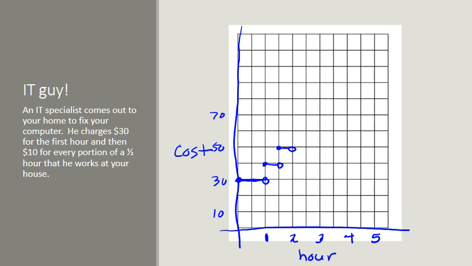Okay, and then as the next half hour hits, we just keep adding $10 every half hour for as long as he's working. Okay, so there's no in-between costs. It's just a flat fee for each half hour. So notice that we used a closed circle as soon as the half hour changes and an open circle at the end, and there's nothing in between. This is what we call a step function.